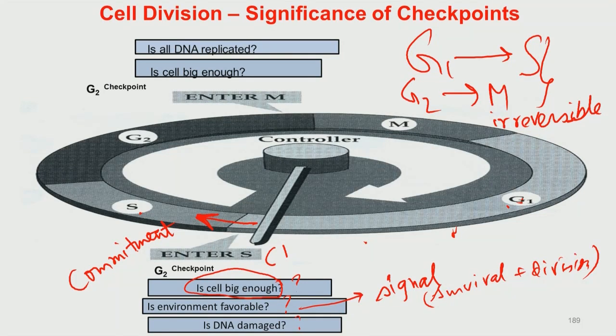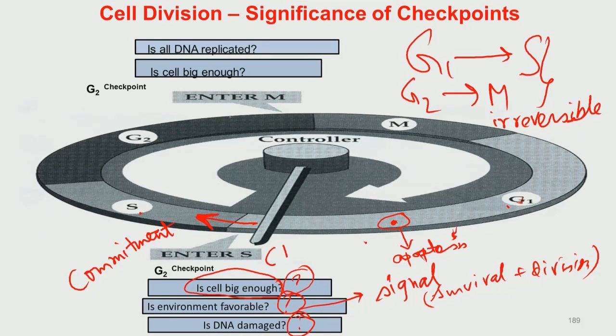Now, let me explain these things with a little bit more time. For example, if some of the questions that were asked here are answered unfavorably, then what will happen? A cell would stay in G1 phase, and after some time the cell would activate its own suicidal mechanism to undergo apoptosis. Apoptosis means programmed cell death.